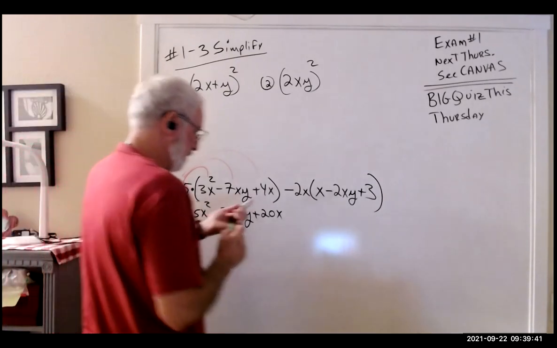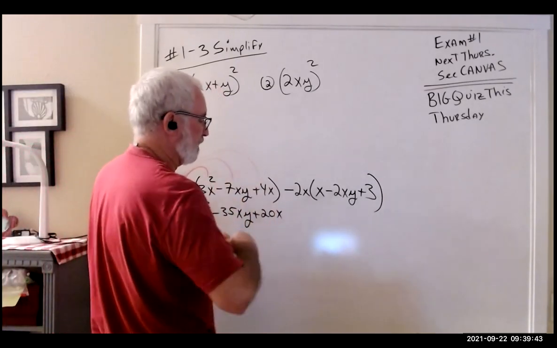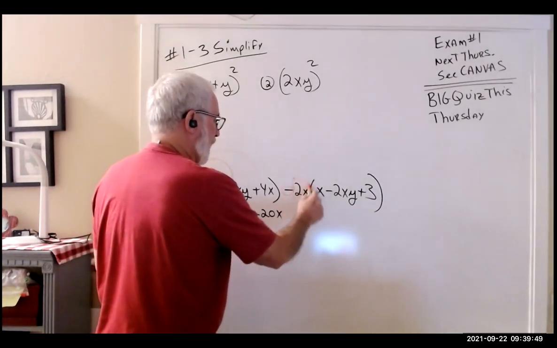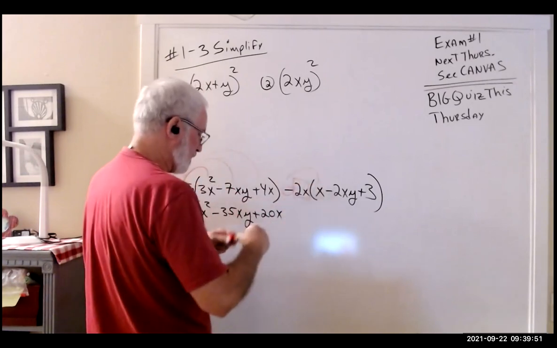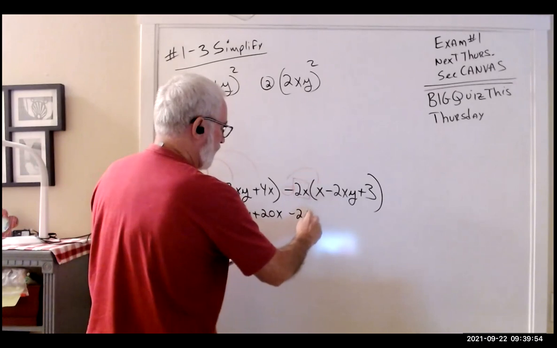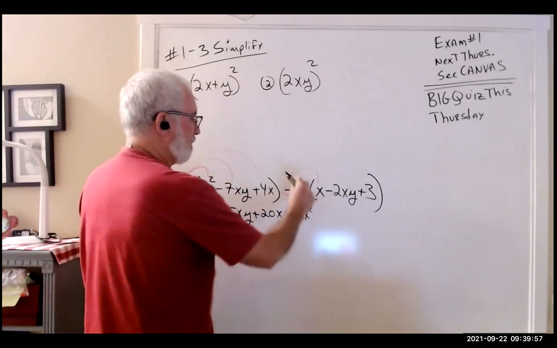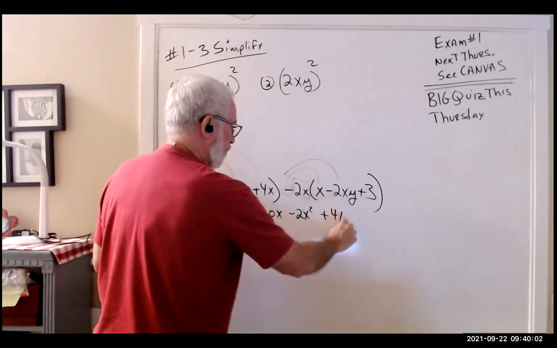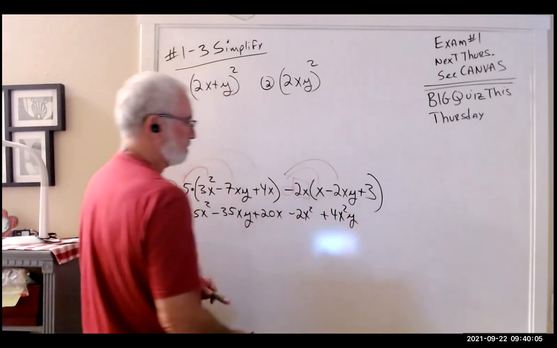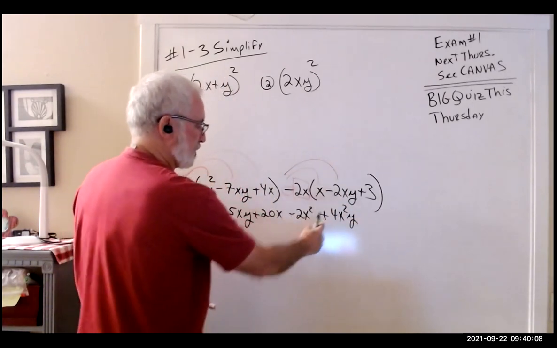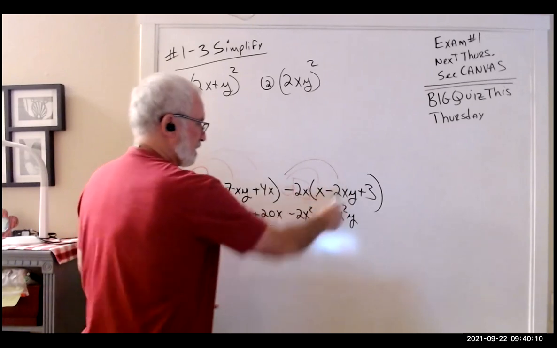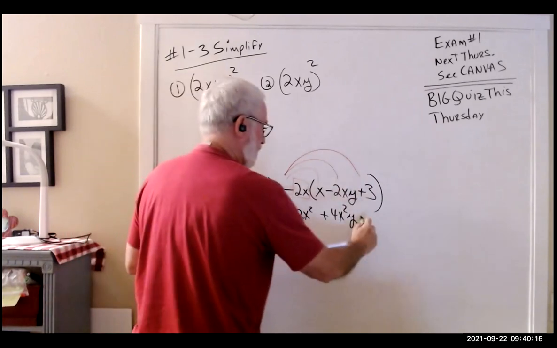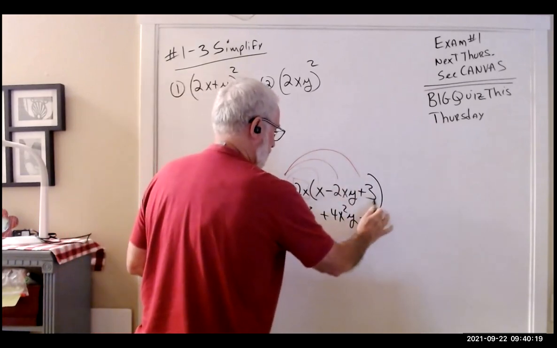Now here, this is a little tricky. People have different ways of attacking this. This confuses people. We're distributing a minus 2x. So minus 2x times x is a minus 2x squared. But a minus 2x times a minus 2xy is a plus 4x squared y, because the minus times the minus is a plus, and x times x is x squared. And then a minus 2x times a plus 3 is a minus 6x.